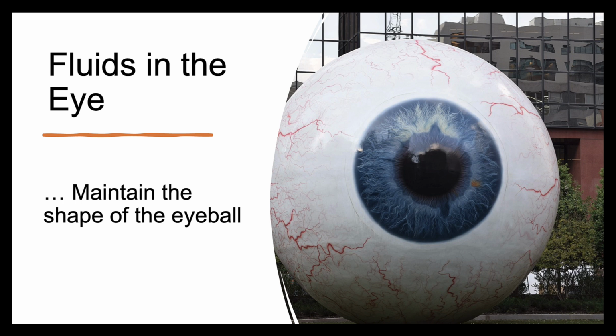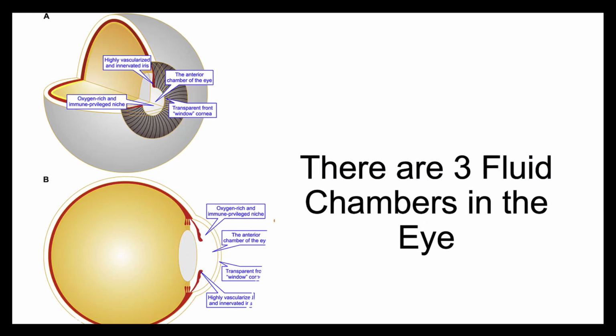The chambers of the eye are certainly not empty. Each is filled with a fluid. In summary, we can say that the fluids maintain the shape of the eyeball, but of course there's a little bit more to it than just that.